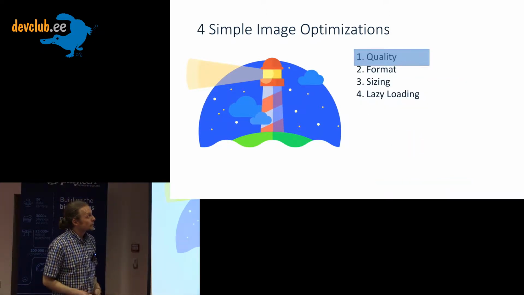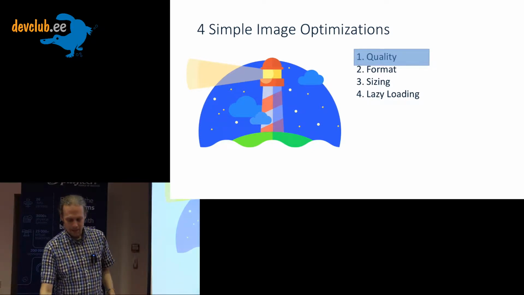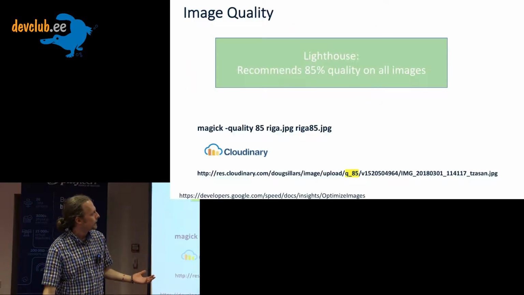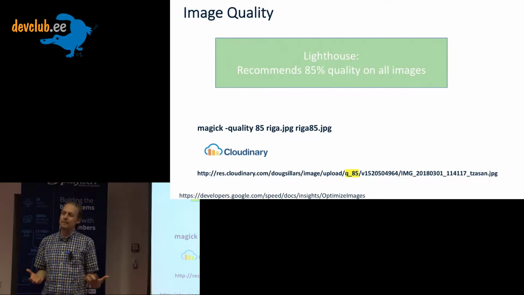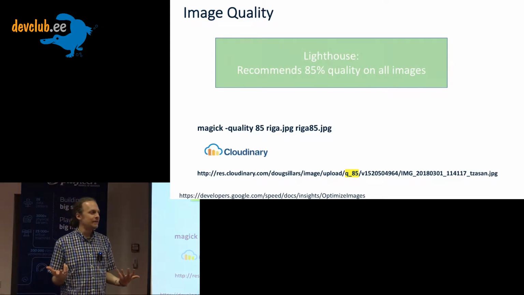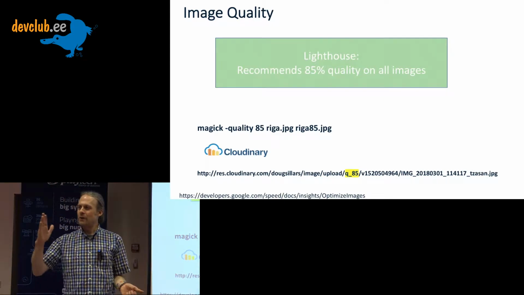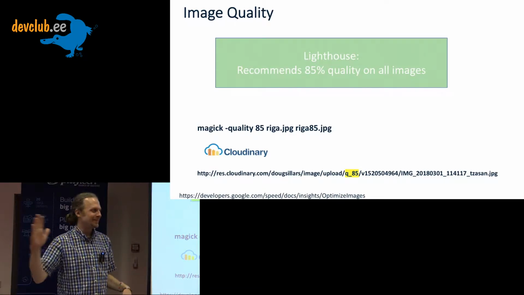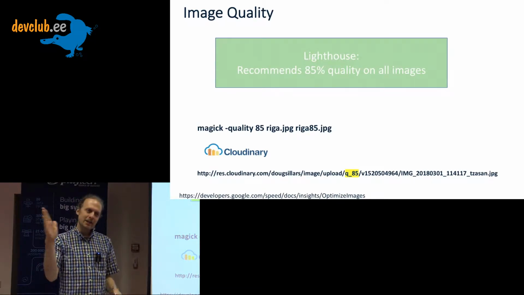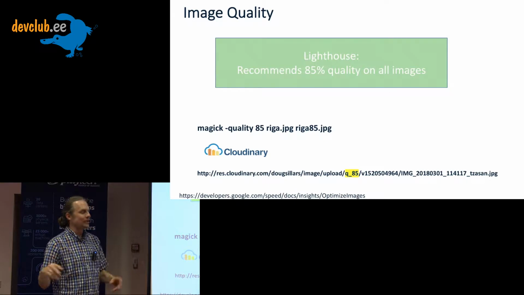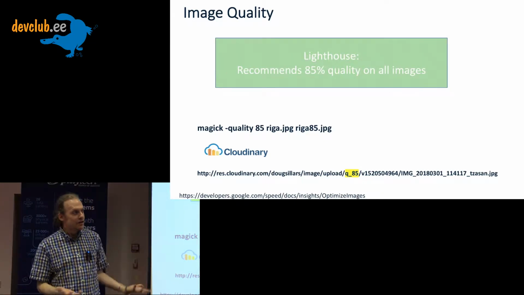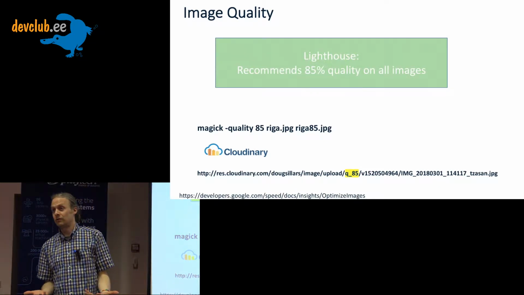So let's walk through these 4 optimizations that come from Lighthouse. The first one is quality. Google recommends that you save all of your images at 85% quality. If you're in Photoshop and you're saving a JPEG, you always see there's a quality slider, and you can lower it to 85%. Google says that's good enough for the web. In general, no one will ever see a difference.